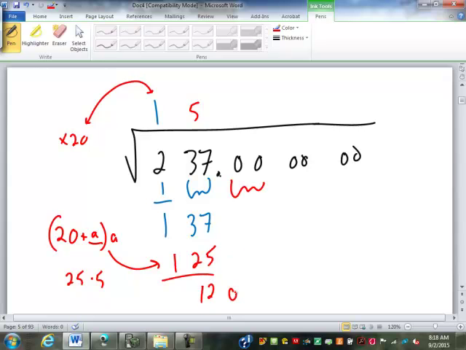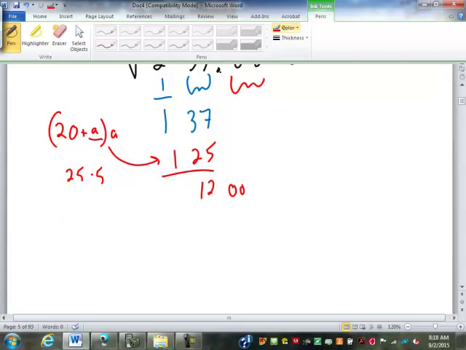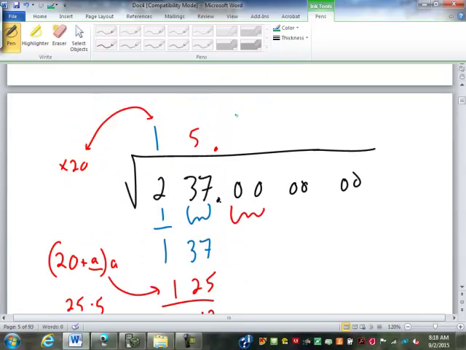I'm going to bring down my next two zeros, move my decimal point up, then I'm going to do 15 times 20 is 300. I'm going to do the same thing. Plus a number times that same number goes in here. Well, it looks like it's going to have to be 3. 303 times 3 is 909. That's going to give me 291. So 9 goes up here. I bring down the next zeros, and I keep going that way.